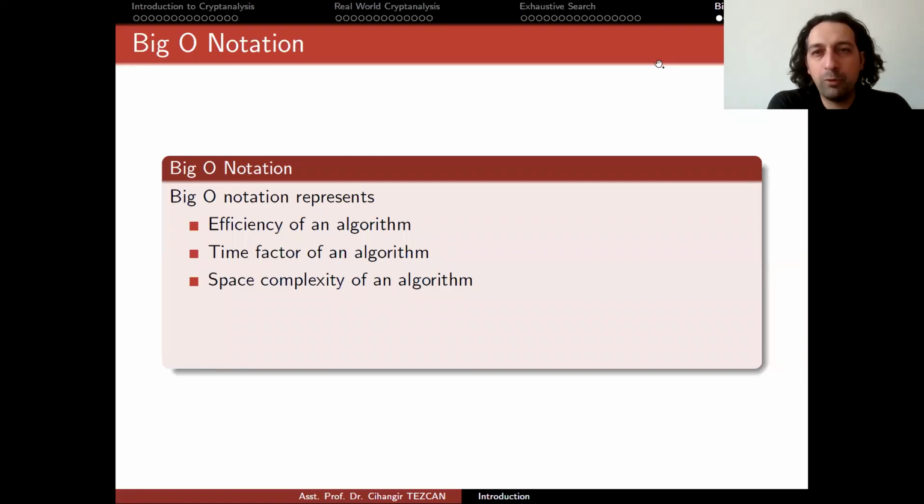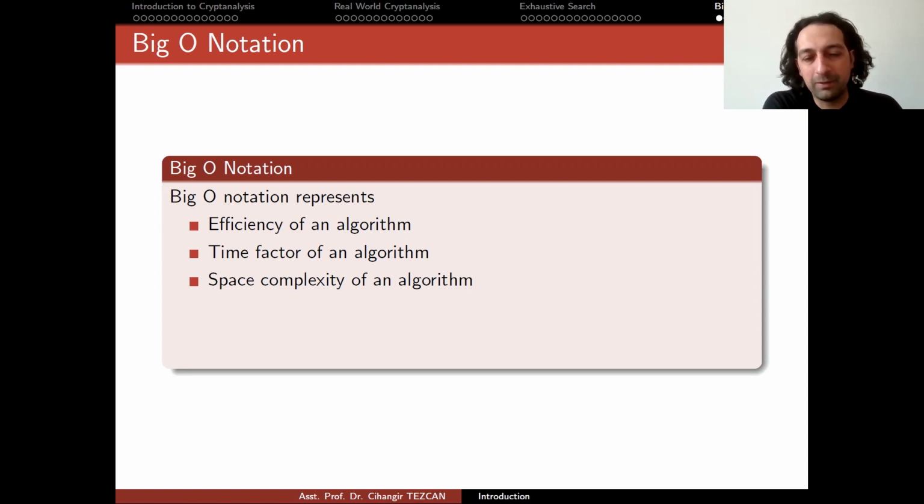Hello again. Before moving on, I wanted to remind you of the big O notation and also give you a few definitions about the algorithms that we are going to work on. So let's start with the big O notation. Big O notation represents the efficiency of an algorithm, the time factor of an algorithm, and the space complexity of an algorithm.